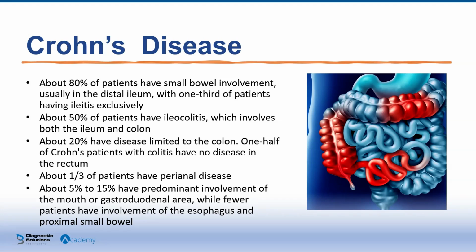About 80% of patients with Crohn's disease have some kind of small bowel involvement, usually in the distal terminal ileum, with 1/3 of the patients having ileitis exclusively with no large bowel involvement. 50% of patients have ileocolitis, small bowel and large bowel, affecting both the ileum and the colon. 20% of patients have disease limited to the large bowel, and half of Crohn's patients with colitis have no disease in the rectum. 1/3 of patients have perianal disease, and 5 to 15% have involvement in either the mouth or gastroduodenal area, with fewer patients having involvement of the esophagus and the proximal small bowel.